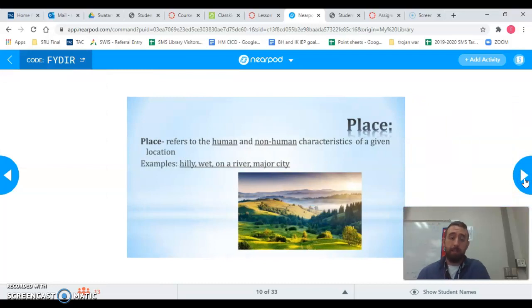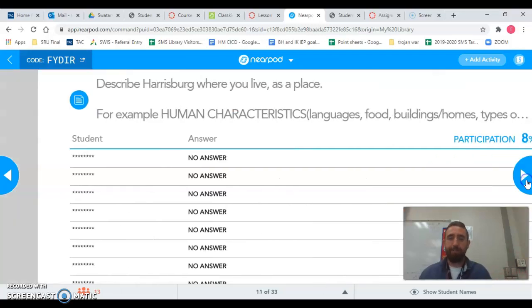We also talked about place. Now, a lot of people say, well, place and location, that's the same thing. Location is where is it? Place is, what is it like? And there are human and non-human characteristics. So, for example, human characteristics might be, what languages do people speak there? What kind of food do they eat? What do they do for fun? Non-human is basically, what does the land look like? Is it mountains? Is it a city? Are there rivers? Is it a desert? Is it neighborhoods like suburbs? Is it farm fields? That's non-human characteristics. That's physical characteristics.